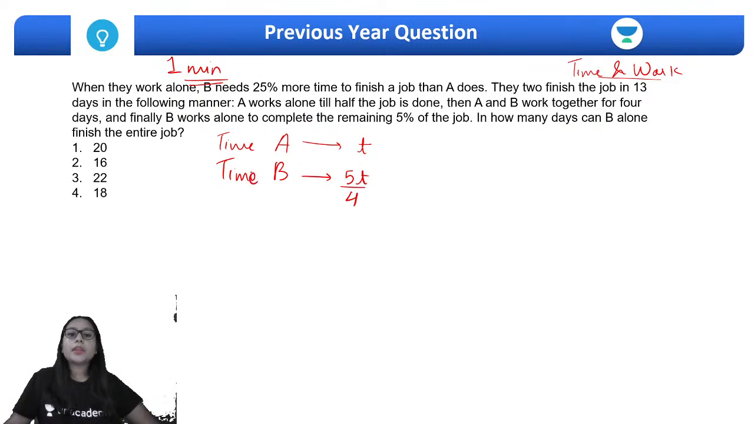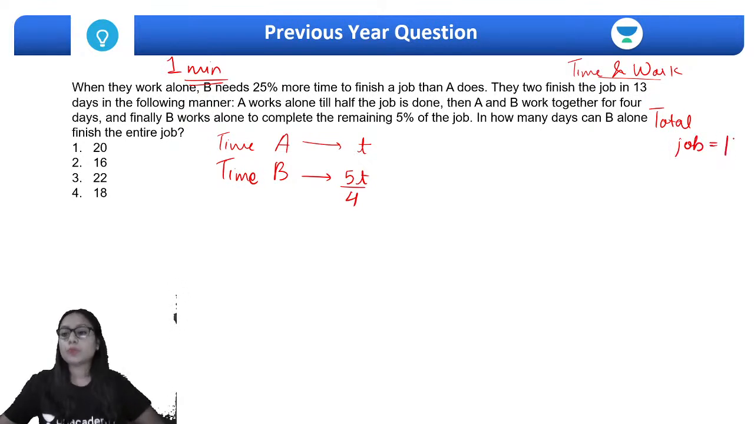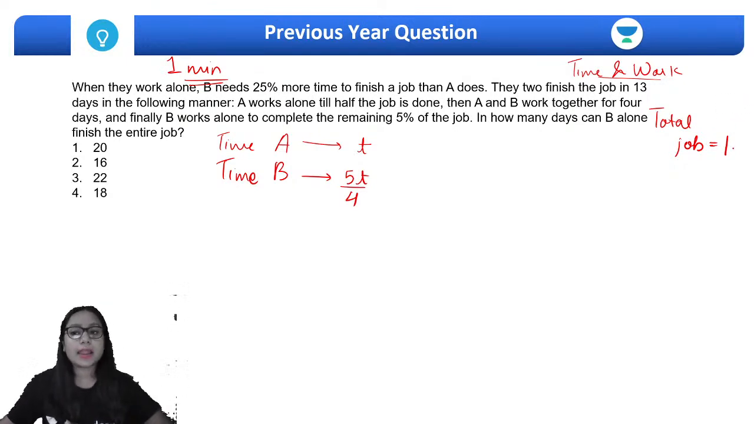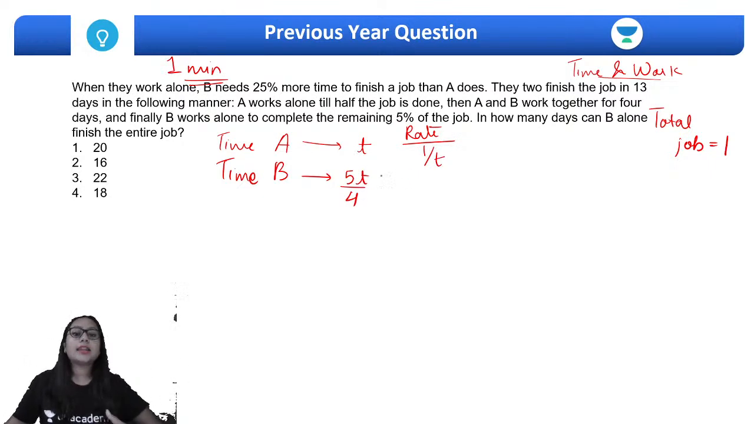Okay, so from here, let us take the total job as 1. I can take the total job as any other number, but for the ease of calculation, I am taking this as 1. So let us find their rates. The rate at which person A does the work is 1 by T, and the rate at which person B does the work is given by 4 upon 5T. So these are their individual rates.